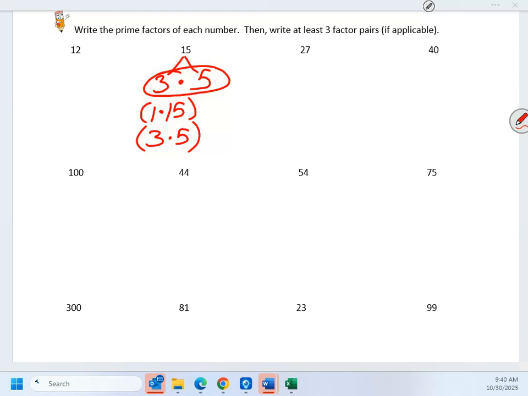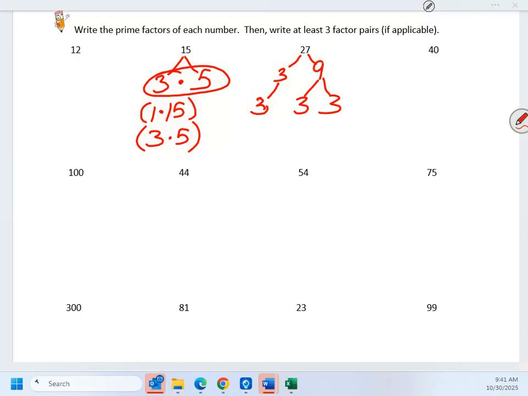Let's look at 27. What factor pair can I use for 27? Joy? Sorry, Joy, can you say that a little louder? 3 times what? 9. Can I break my 3 down anymore? No, 3 is a prime number, so I'm going to bring that straight down. Can I break my 9 up? Yeah, into what? Claire? 3 times 3. So I know I can't break 3 down anymore, so I've got 3, 3, and 3.